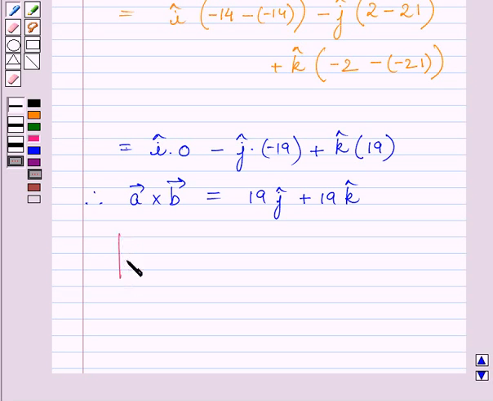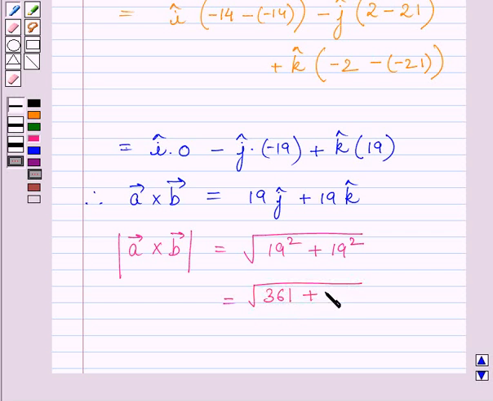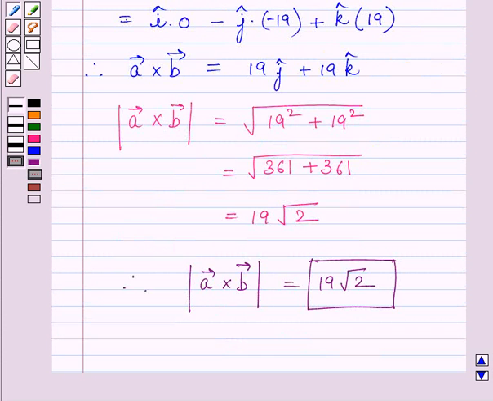Now we will find out magnitude of A vector cross B vector. It is equal to square root of 19 square plus 19 square. Now simplifying further, we get square root of 361 plus 361. We know square of 19 is equal to 361. Now this is further equal to 19 multiplied by square root of 2. So we get magnitude of A vector cross B vector is equal to 19 multiplied by root 2. This is our required answer.